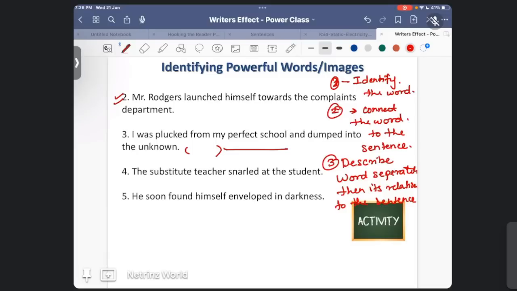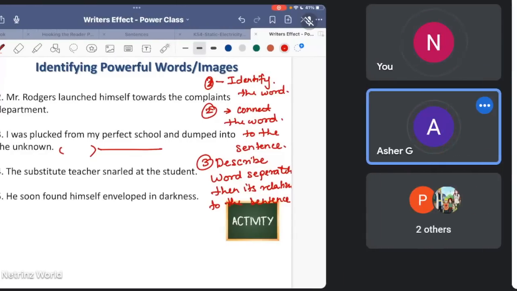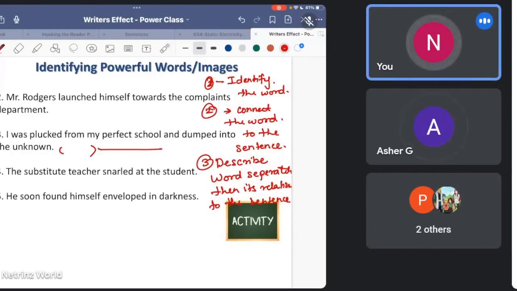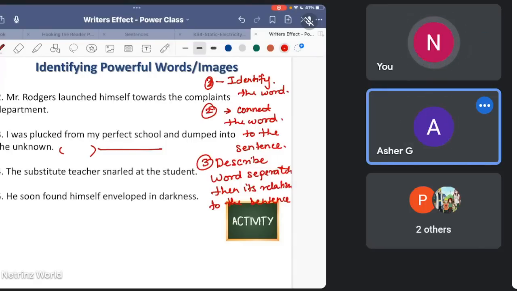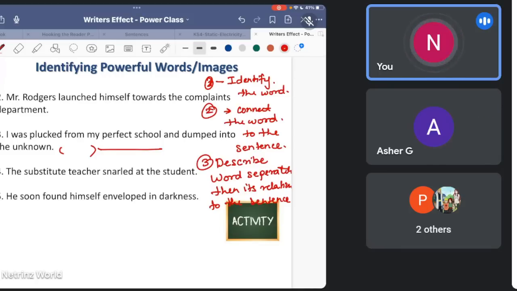This sentence talks about how she was unwillingly taken out. No. The writer uses the word plucked to show that they were forcefully removed from the school that they really liked and knew well and admitted into a new school which they didn't know anything about. So please start with the sentence: the writer uses the word plucked. The writer uses this word so and so. Okay, what Mahika has written: this sentence talks about how she was unwillingly taken out. No, you have to start with the word.